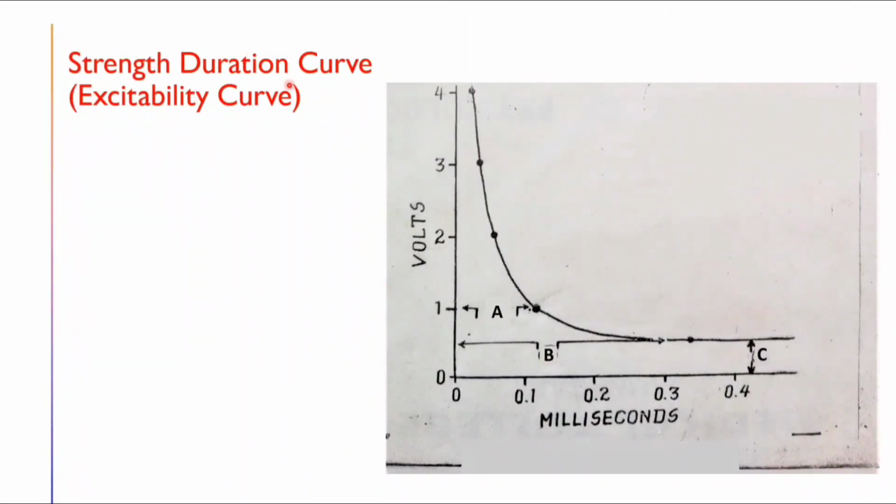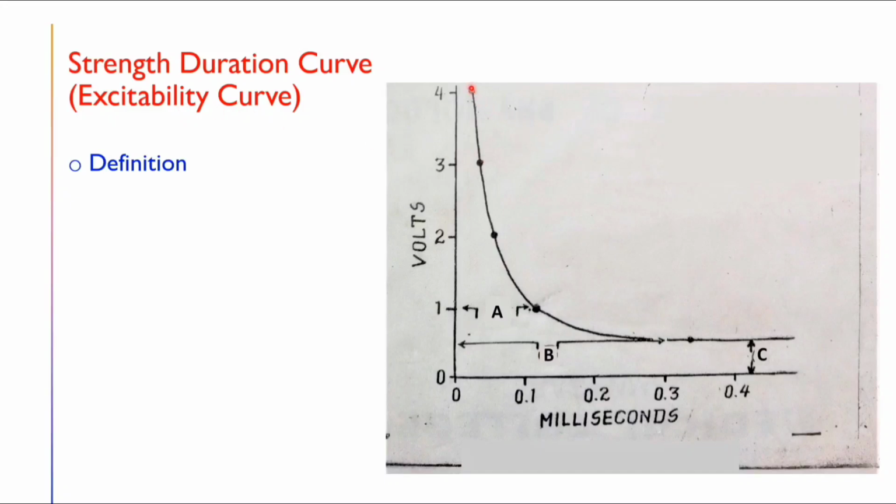So, strength duration curve or excitability curve. This is the graph of the strength duration curve or excitability curve. First, the definition of strength duration curve. The name itself suggests strength and duration. It is a graphical recording of the strength of stimulus against the duration of time taken to produce the response in milliseconds. So that is why it is called strength duration curve or SD curve.